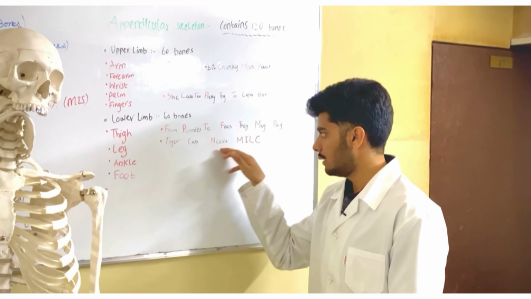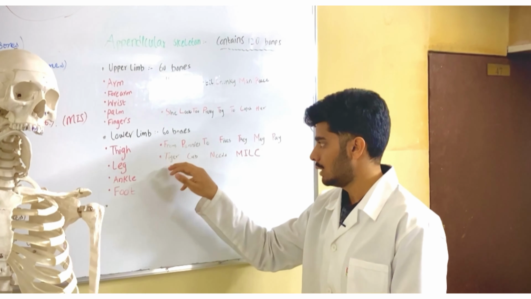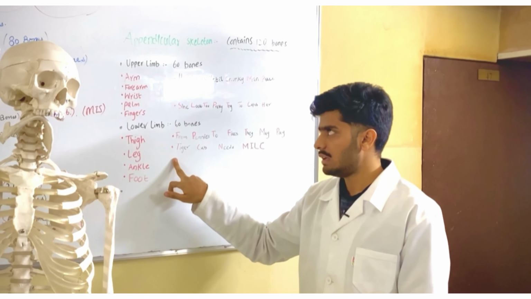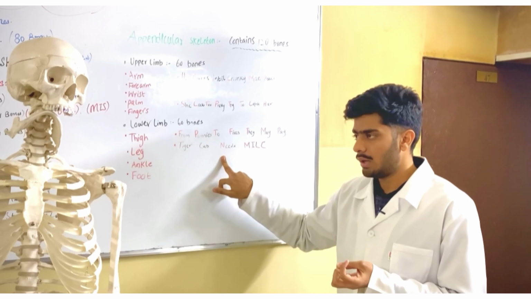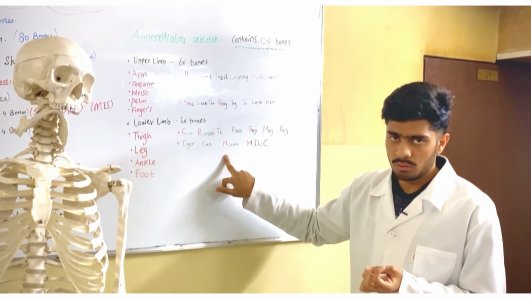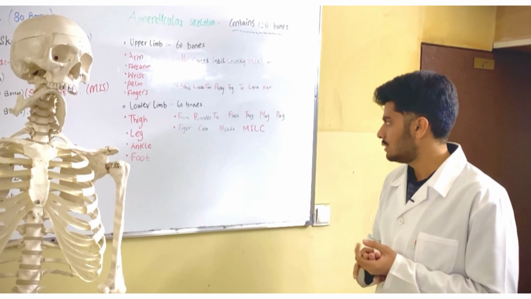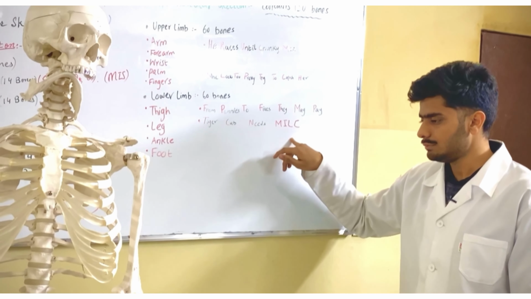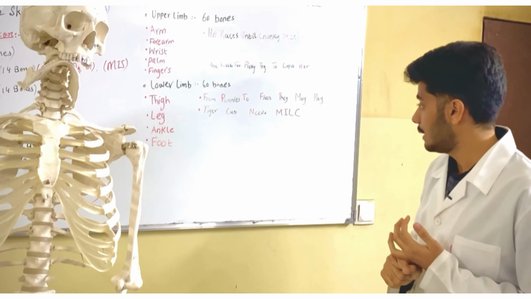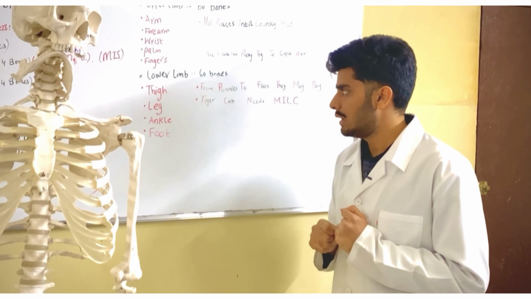And these are our tarsal bones, which are "Tiger cub needs milk." Tiger is T for talus bone, C is calcaneus, N for navicular, and milk. In milk, these are actually four bones joined together: the middle, intermediate and lateral cuneiform bones. These three bones are the cuneiform bones, so they are three in number. And after the cuneiform bones we have the cuboid bone. And these are all of the lower limb bones.